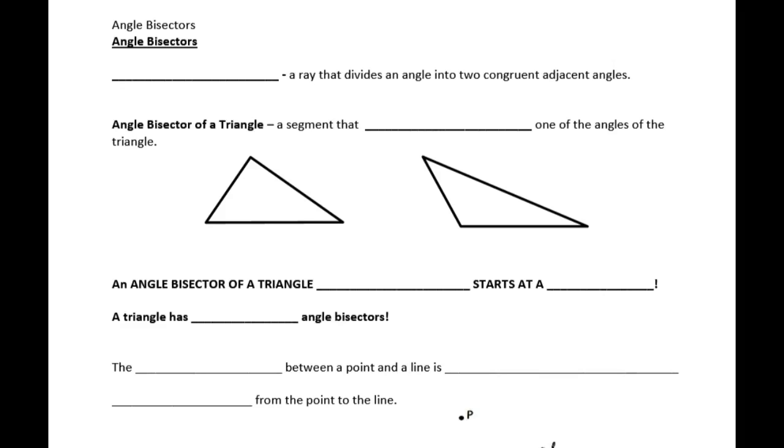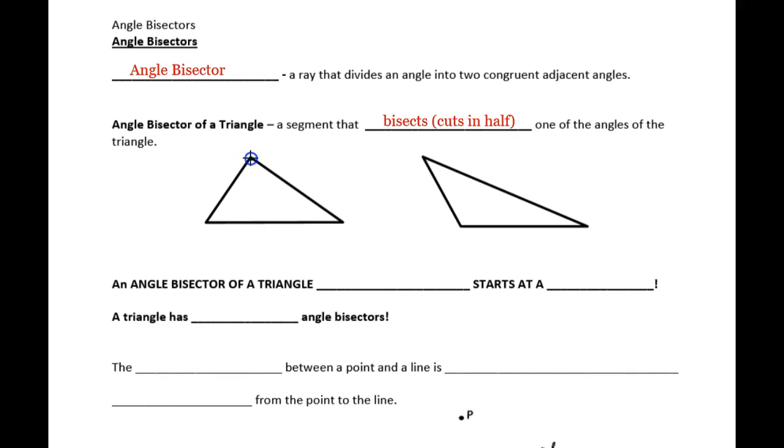Angle bisectors. We should remember from Unit 1 that an angle bisector is a ray that divides an angle into two congruent adjacent angles. And the angle bisector of a triangle is a segment that bisects, or cuts in half, one of the angles of the triangle.